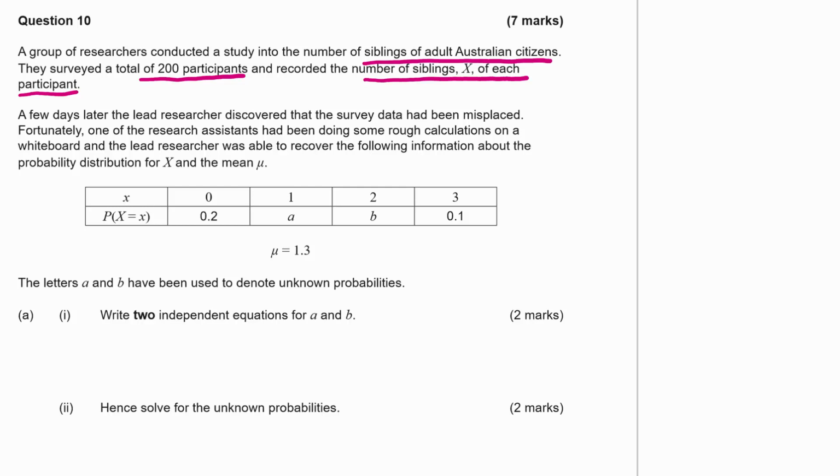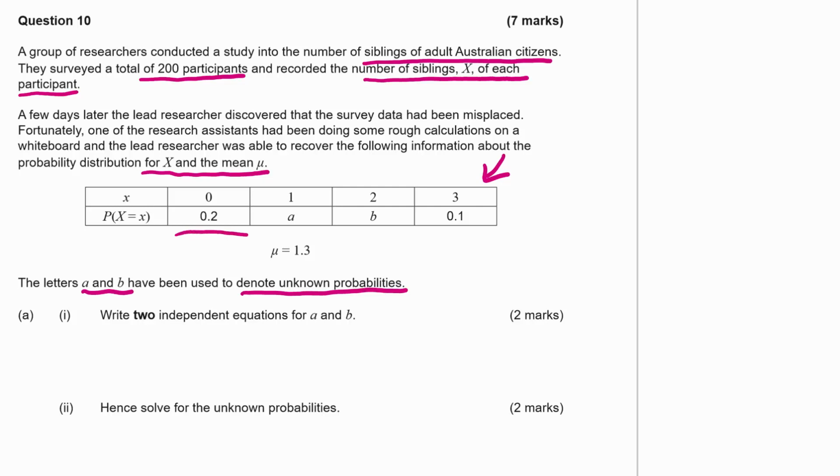Fortunately, one of the research assistants had been doing some rough calculations on a whiteboard, and the lead researcher was able to recover the following information, the information in this table, about the probability distribution for X and the mean mu. The letters A and B have been used to denote unknown probabilities. Write two independent equations for A and B.